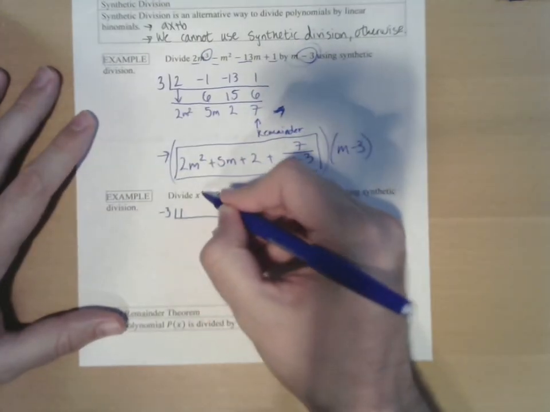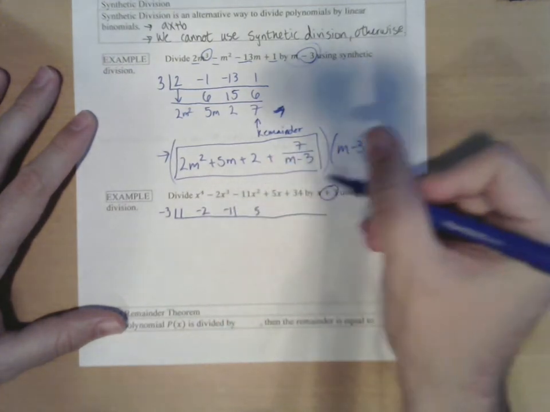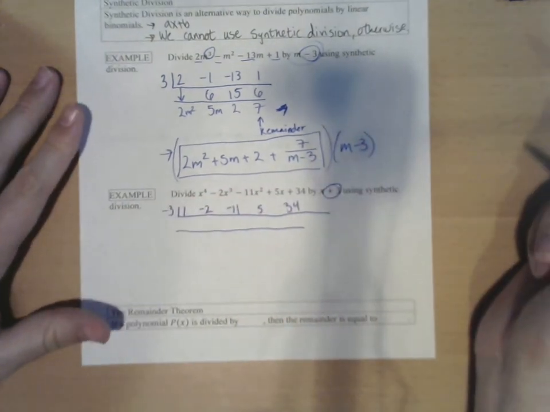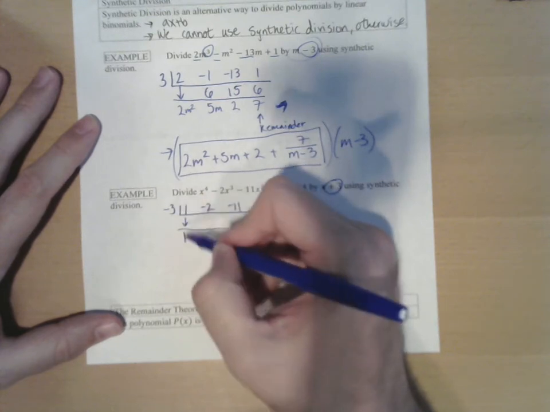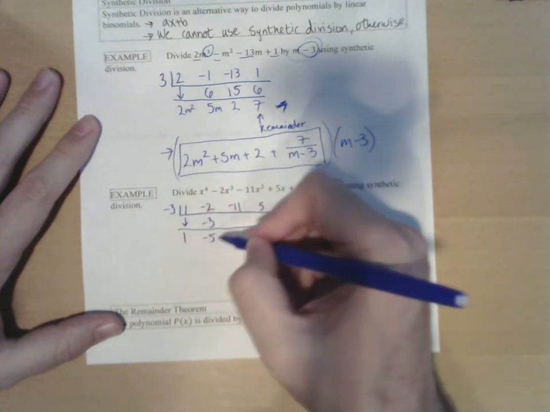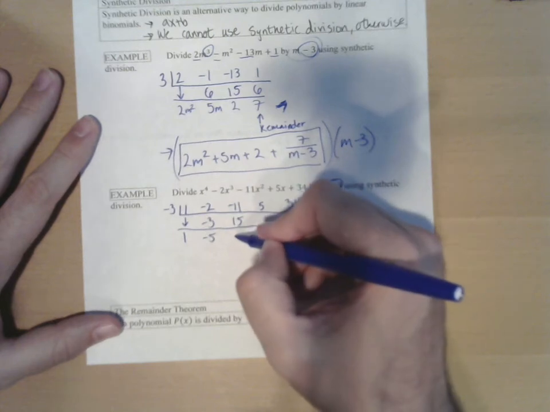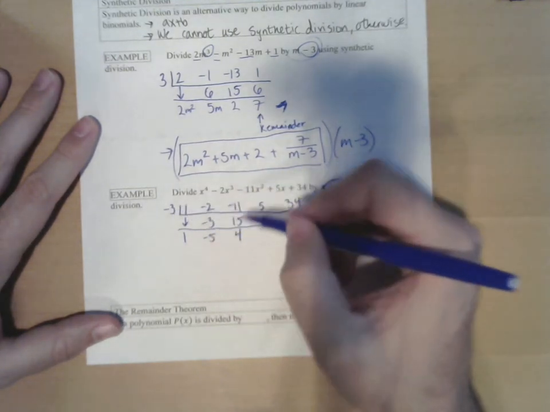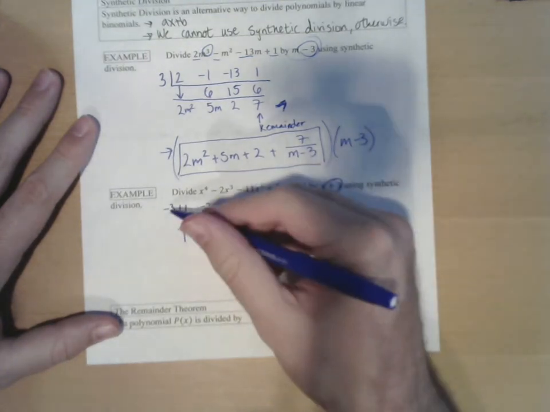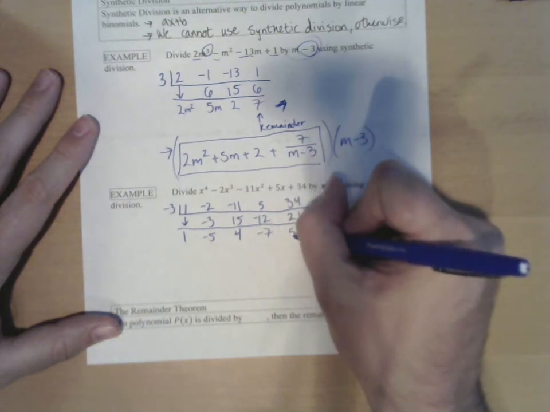Bring our coefficients. This is 1, -2, -11, 5, and 34. I draw my little operation bar. Bring the 1 down. Negative 3 times 1 is negative 3. Negative 2 plus negative 3 is negative 5. Negative 3 times negative 5 is positive 15. Negative 11 plus 15 is positive 4. Negative 3 times 4 is negative 12. 5 minus 12 is negative 7. And negative 3 times negative 7 is positive 21. 34 plus 21 is 55.